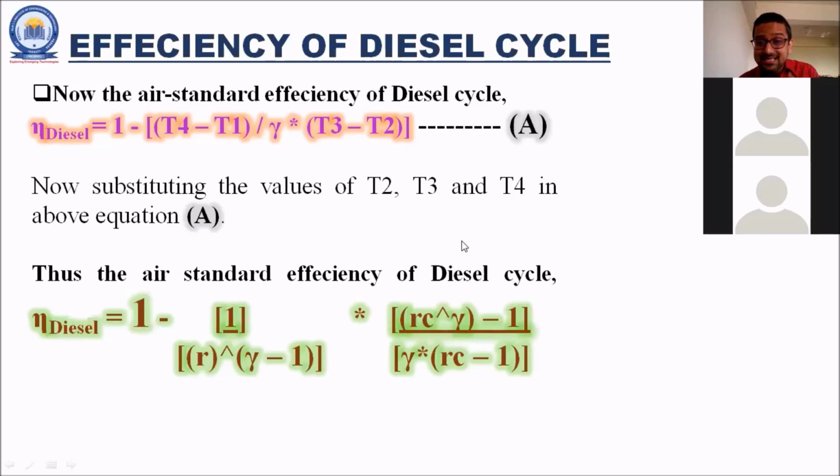So friends, from this equation now I can conclude that the air standard efficiency of the diesel cycle depends on the compression ratio as well as the cut-off ratio. If you understand the equation, the air standard efficiency of the diesel cycle depends on the compression ratio as well as the cut-off ratio. The value of gamma is always constant, that is 1.4.